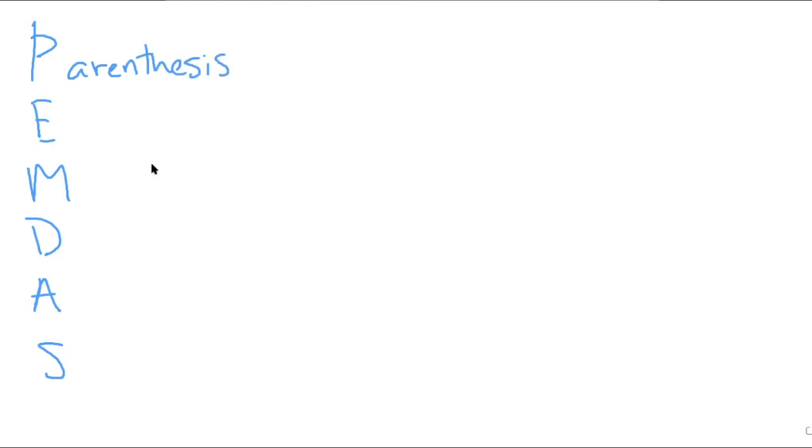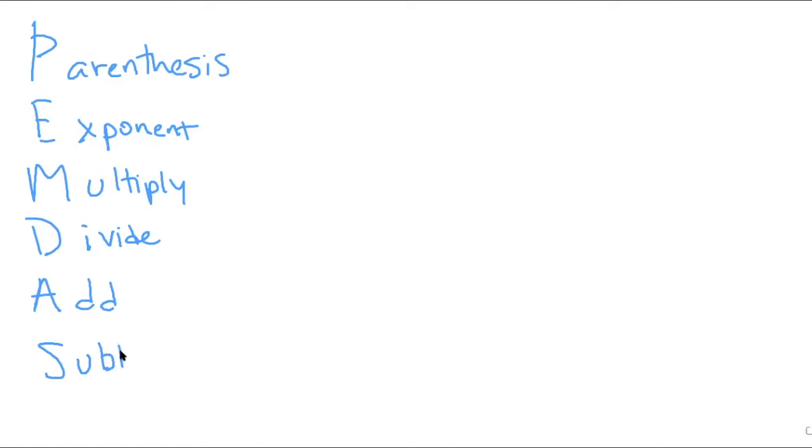So the acronym PEMDAS spelled out: P, E, M, D, A, and S. Each stands for: P is parentheses, E is exponent, M is multiply, D is divide, A is addition, and S is subtraction. So this would be the order that you'd go in if you were solving a problem.